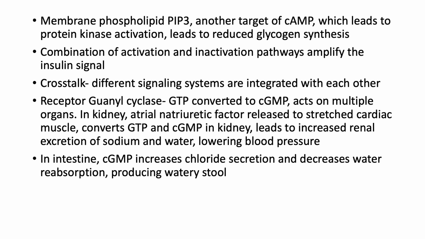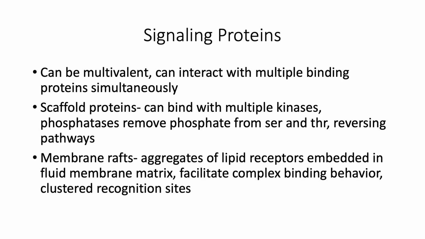You can also convert GTP to cyclic GMP in the kidney, and you can get increased renal excretion of sodium and water, lowering the blood pressure. In the intestine, cyclic GMP increases chloride secretion and decreases water reabsorption, so you get watery stool under this circumstance. The signaling proteins can be multivalent.